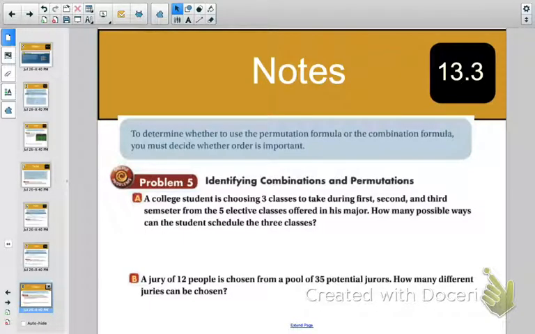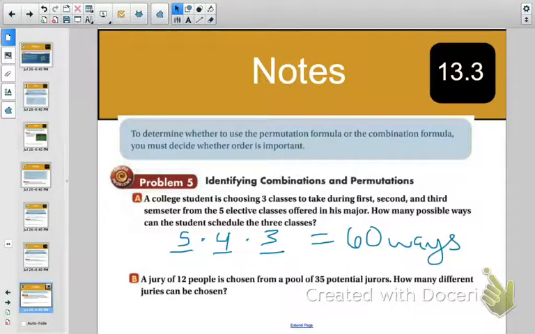So we have 3 classes he's choosing from out of 5 classes. He has 5 options for the first semester. He's not going to take it again, so then he only has 4 options and 3 options. That gives us 60 arrangements. So that one is a permutation because the order is important.